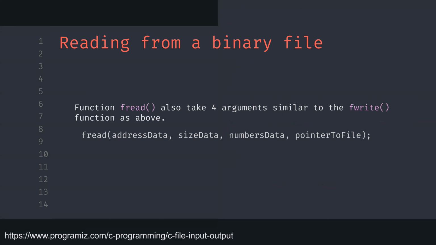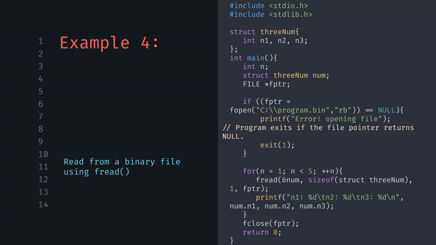So next one is reading from a binary file. It also has 4 arguments. You need to pass the address, the size of the data, the number of data, and the pointer to the file. So here is an example as well. To read the file, you need to be aware of what the file is about, right? That's why I have declared the same structure and all.